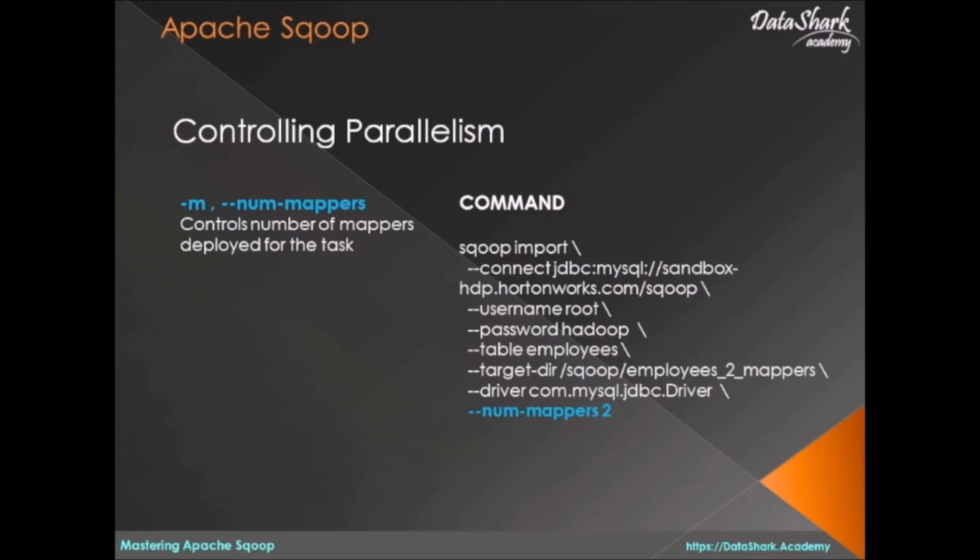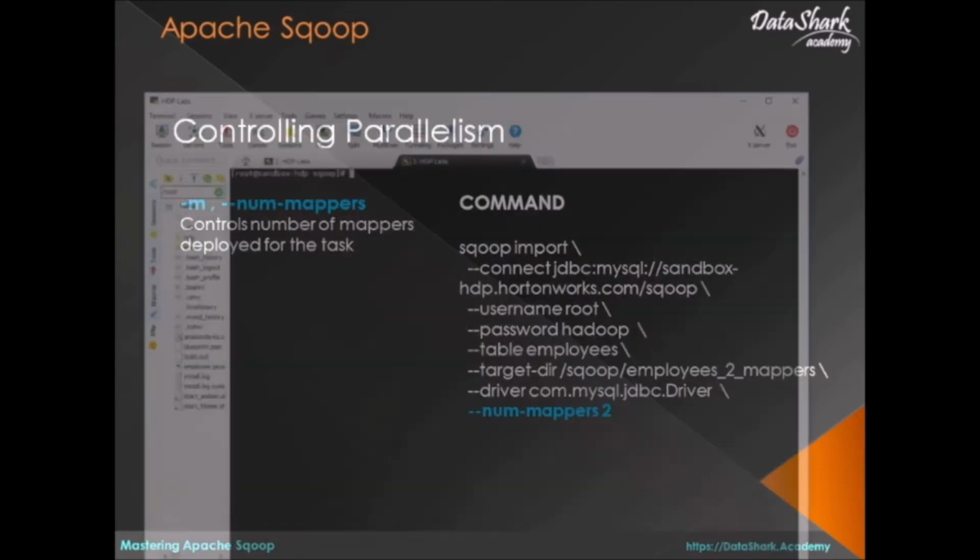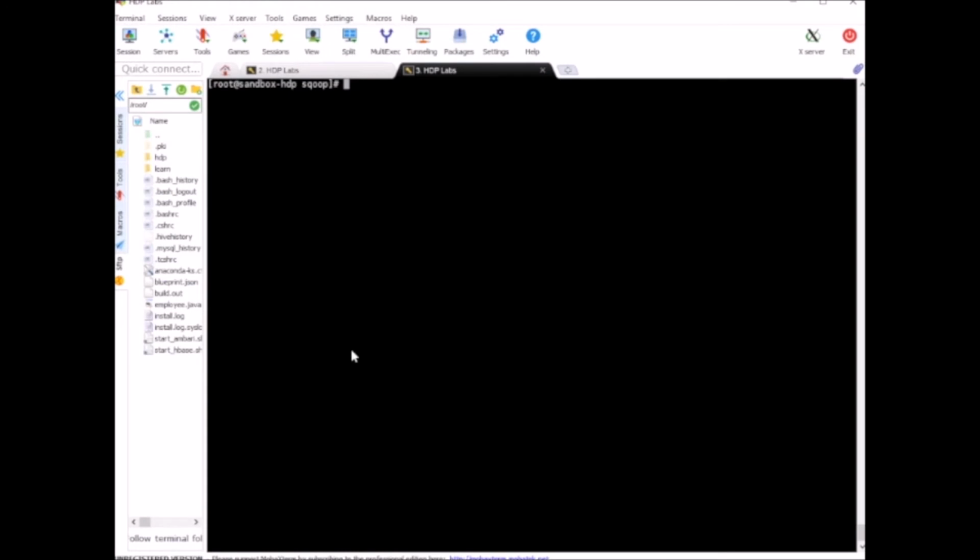So let's try this in action with a small table and set the number of mappers to 2 in our case. By the way, in addition to num-mappers, you can also use hyphen m, which is a short form of num-mappers, and the results are the same. So let's try this. So let's run sqoop import again.